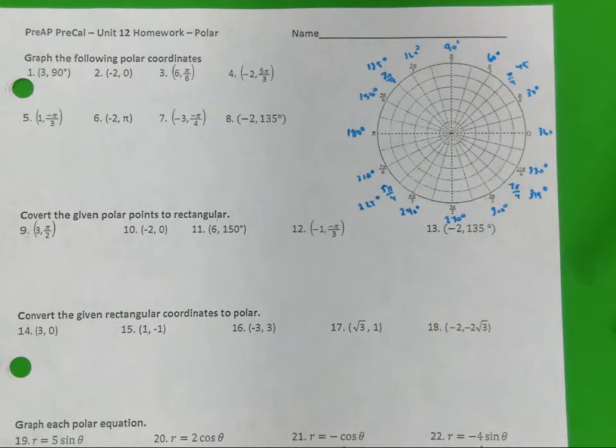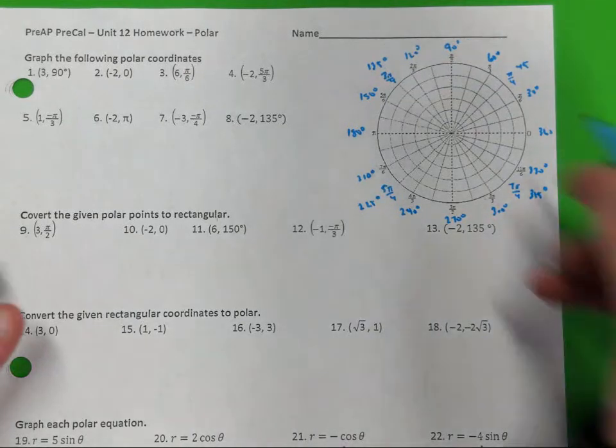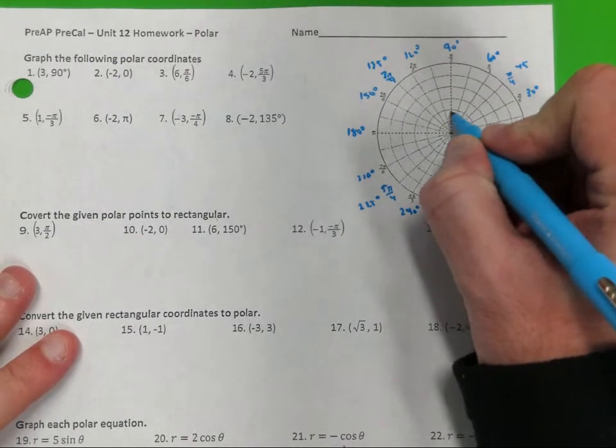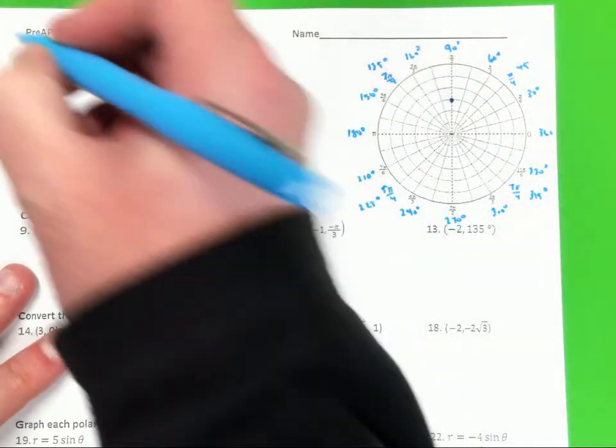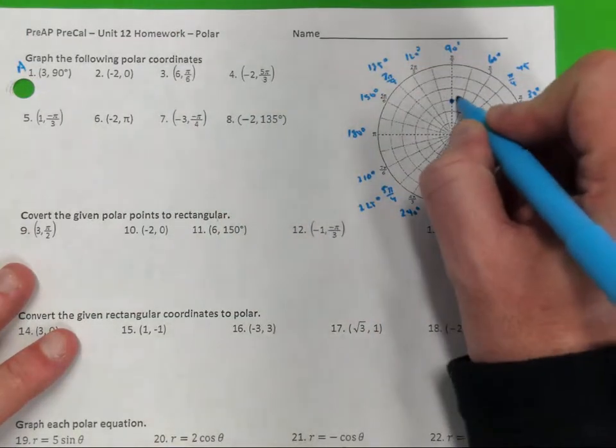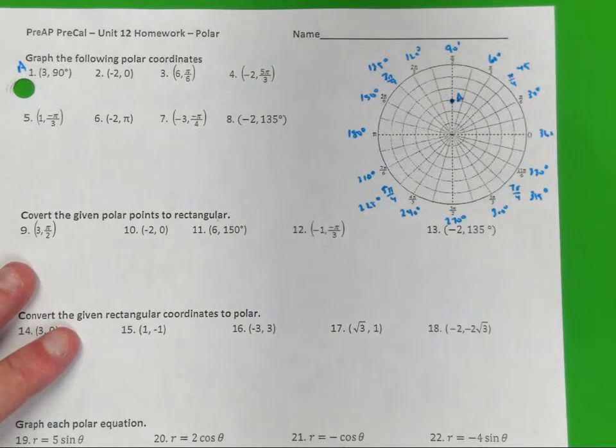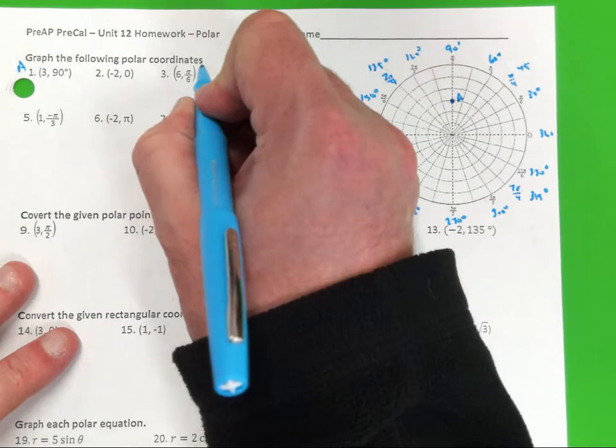So if I want to graph (3, 90°), find my angle first. 90 is here. I'm going to go out 1, 2, 3, to the third ring. This is a point. I'm going to label this A. I'm going to call this point B.